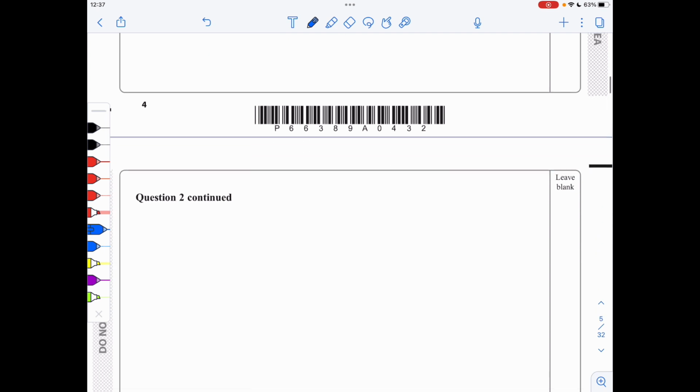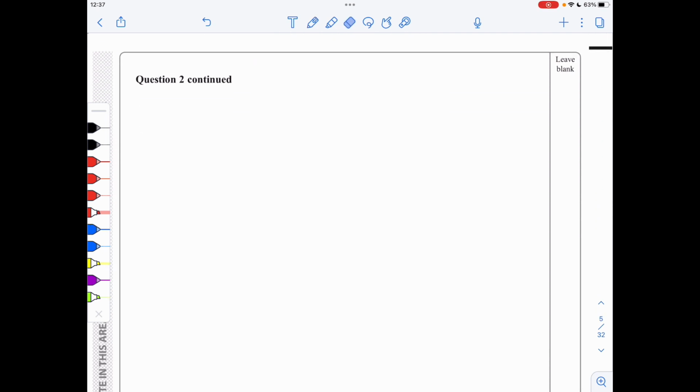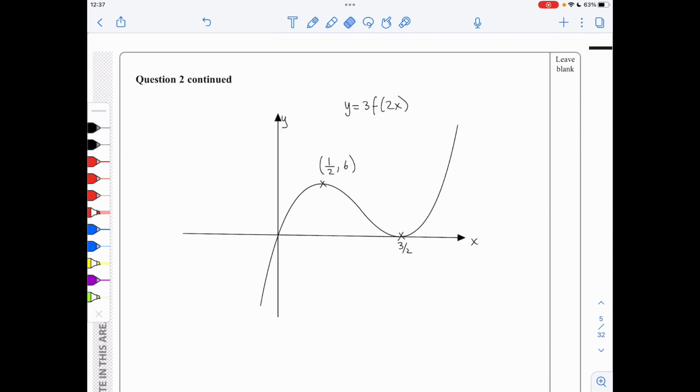The resulting graph looks something like this. So we've got the maximum at a half, 6. We are cutting through the origin as the original graph, and the original cut on the x-axis, which was at 3, 0, is now at 3 over 2, 0.